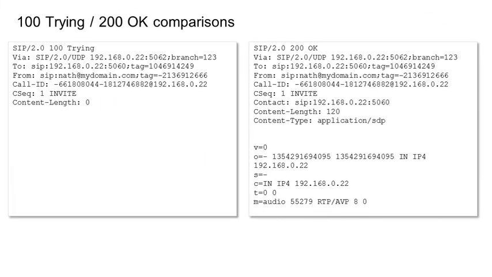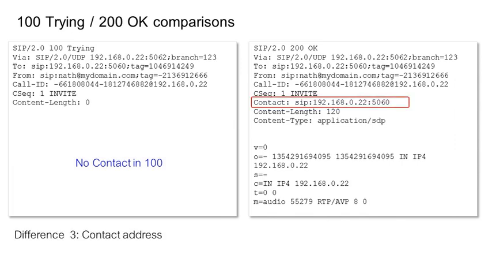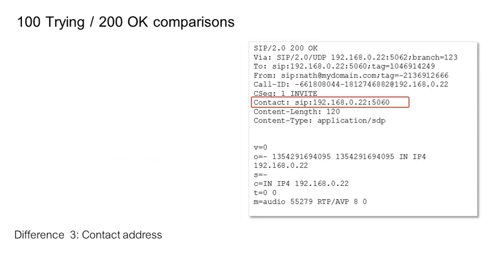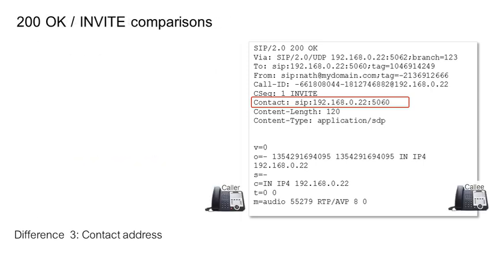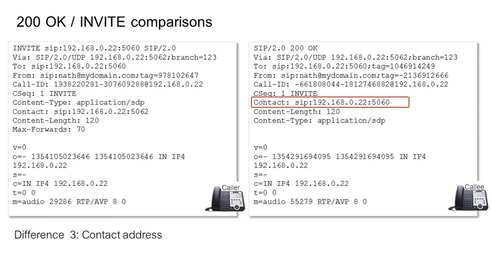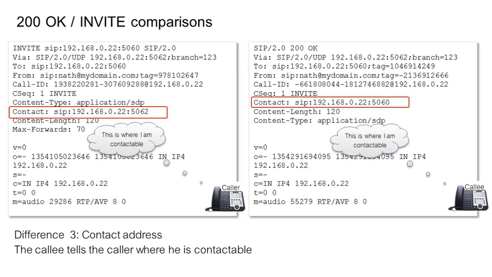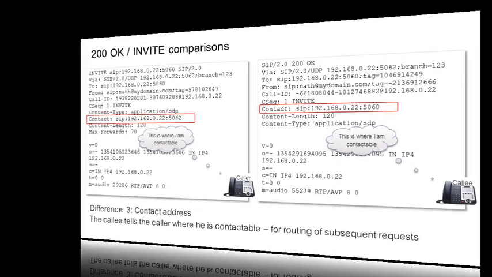The third difference is that the 100 trying doesn't include a contact address, whereas the 200 OK does. Remember, the purpose of the contact address is to tell the other party where they are contactable. In the invite request, the caller provided his contact address to the callee. With the invite accepted, now the callee provides his contact address back to the caller, both for the purposes of routing subsequent requests. More on subsequent requests later.